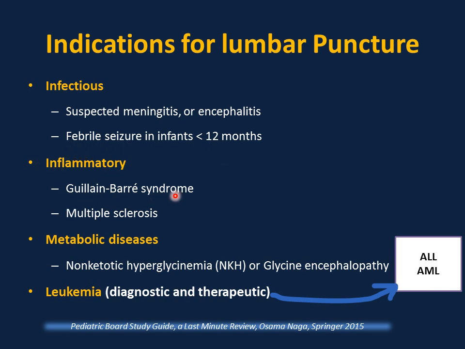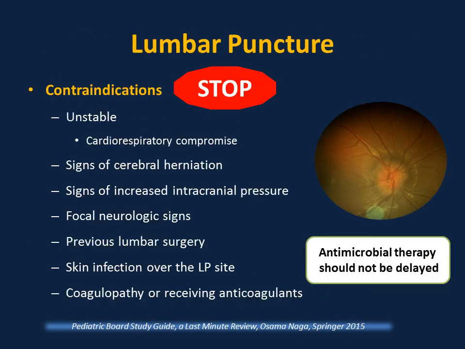Inflammatory conditions like Guillain-Barré syndrome, multiple sclerosis, metabolic diseases, for example non-ketotic hyperglycinemia or glycine encephalopathy, leukemia. Lumbar puncture is used for diagnosis and intrathecal therapy, like in cases of ALL or AML types of leukemia.